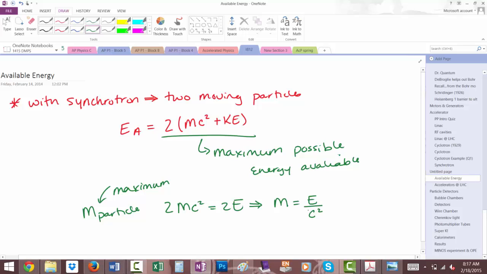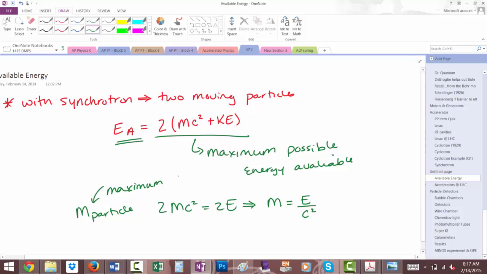Is E sub A for one particle coming in? No, E sub A is the total available energy. Then how come it's 2E? There's two parts. Let me just make sure that I'm saying it correctly. Hold on just a sec. I'm just going to read it out loud so that I'm making sure that I make sense.